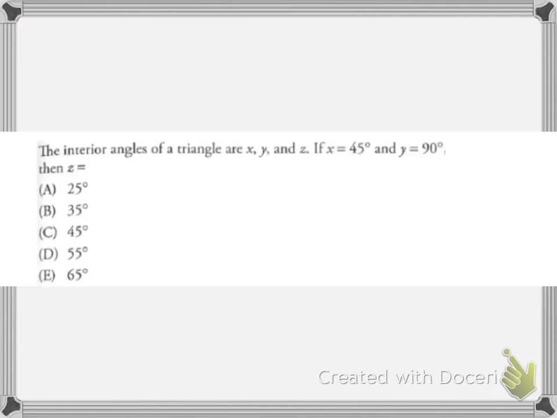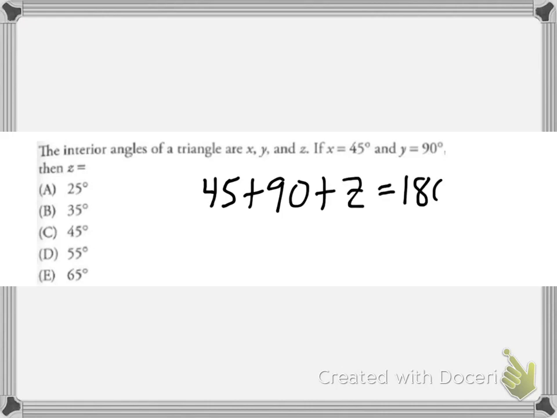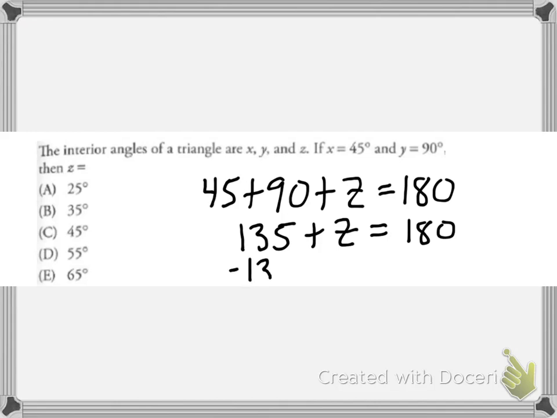And the last question. The interior angles of a triangle are x, y, and z. X is 45, y is 90. Basically find z. Well, all the interior angles in a triangle, or a three-sided figure, are going to add up to 180. So 45 plus 90 plus z is going to have to equal 180 degrees. So 45 and 90 gives us 135. Oops, sorry, that should be a plus. 135 plus z equals 180. So now we just minus 135 from both sides. And in this case, I get z is equal to 45, so my answer is C.